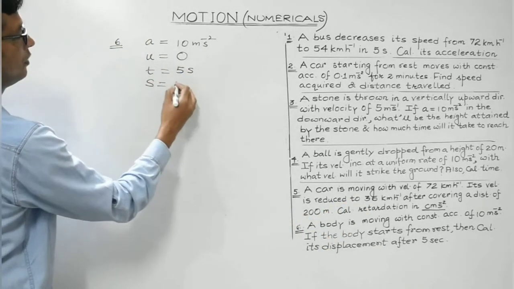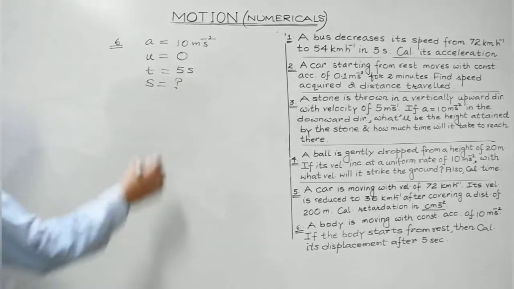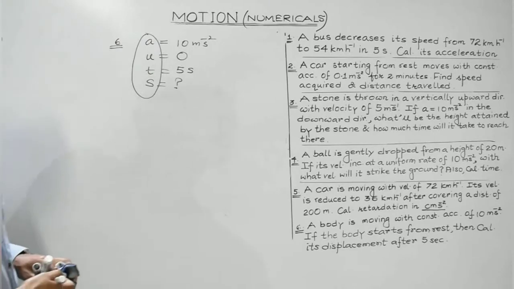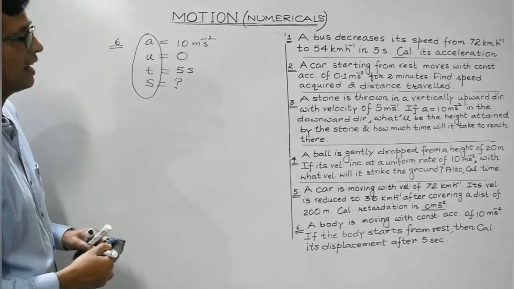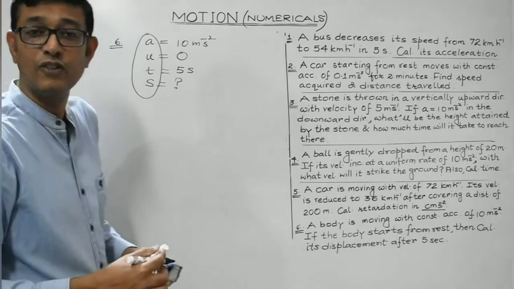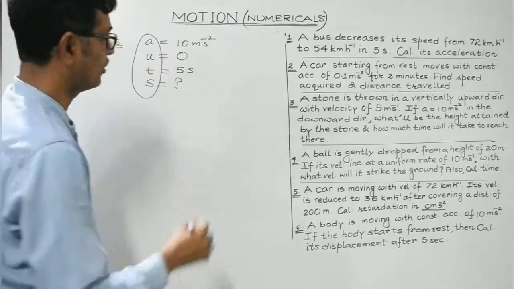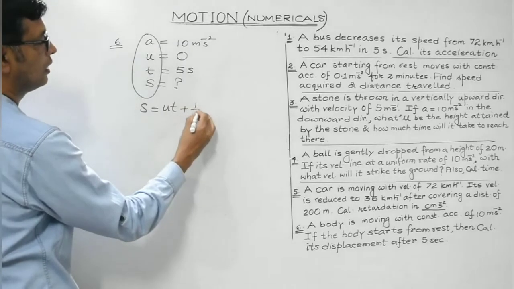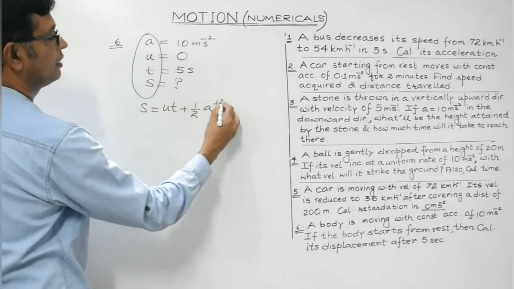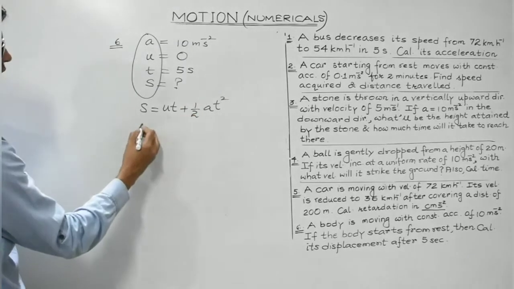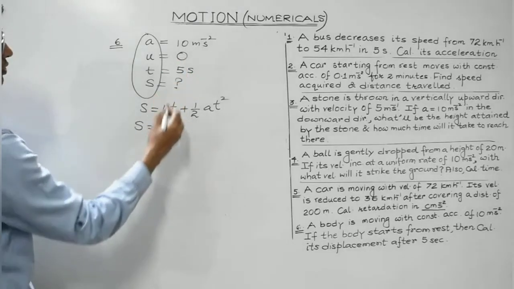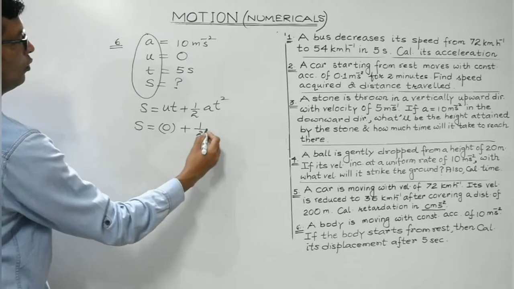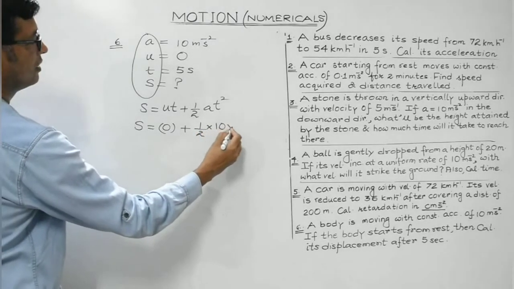after 5 seconds. So students, which equation would you prefer, connecting s, u, t and a? Obviously, the second equation of motion. The second equation of motion is s equals ut plus half a t square, right? So s would be equal to, what is u? 0. 0 multiplied by anything would be 0 only. Half, what is acceleration? It is given to be 10. And what is the time?